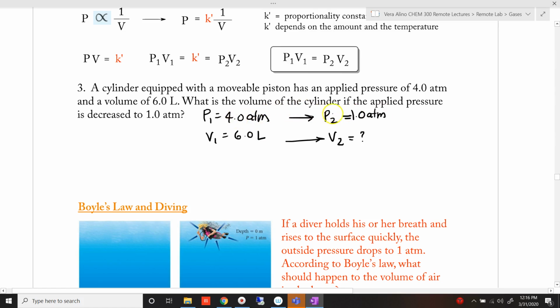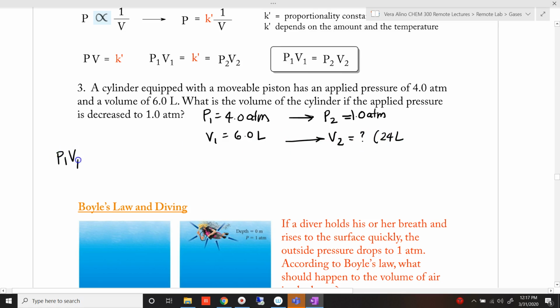Notice that the pressure went down from 4 to 1, so it went down by a factor of 4. That means, if there's an inverse relationship between the pressure and the volume, the volume will therefore increase by a factor of 4. Okay, I'm expecting that the number here is going to go up to 24 liters. Let's see if I am correct.